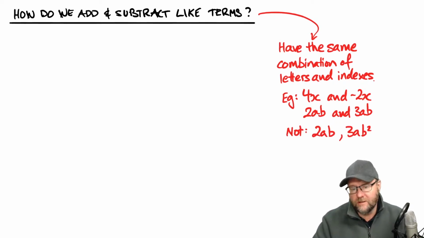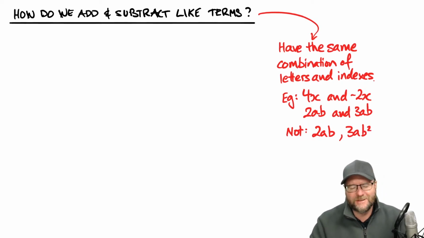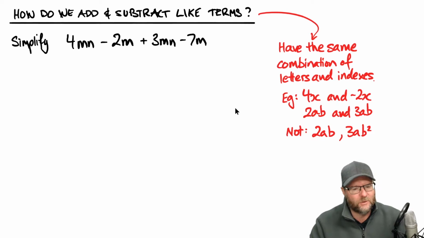But something that would not be like terms would be these two, 2ab and 3ab squared, because it has to be the same combination of both letters. The ab's are the same, but the index, this is actually a b squared, not a b. So the indexes also have to be the same. Let's have a look at how that plays out when we do some examples.